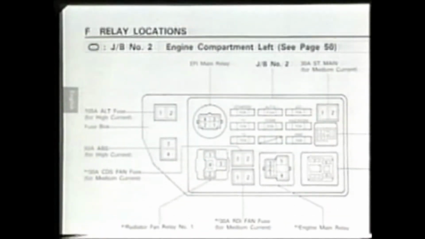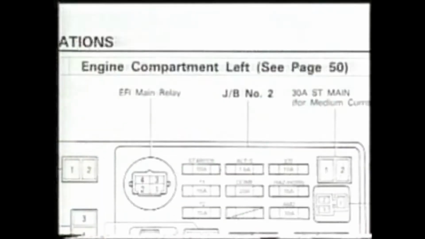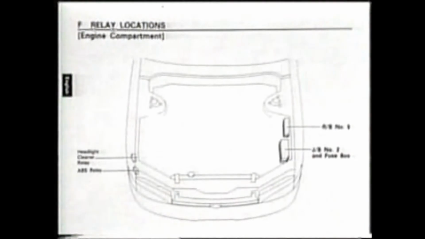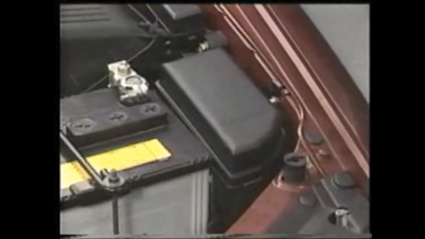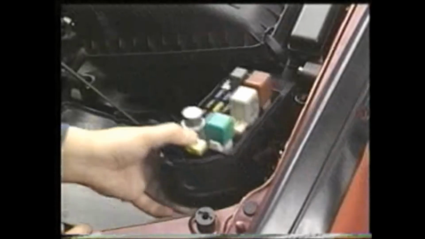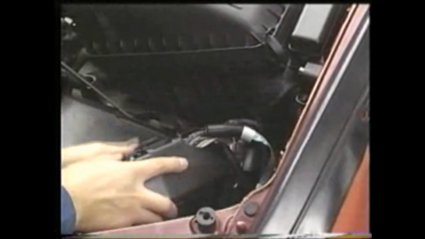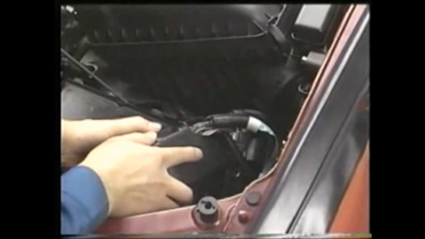Let's look at the location of junction block number 2. For junction block number 2, it is indicated that we should consult page 50 for the location in the engine compartment. Included on page 50 is the location of junction block number 2. This corresponds to this part.